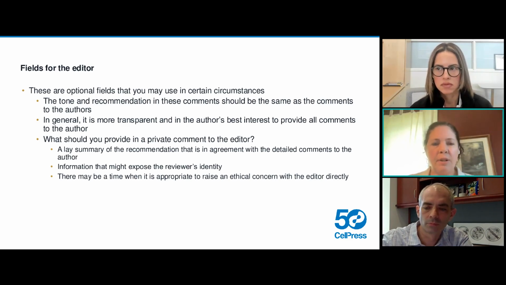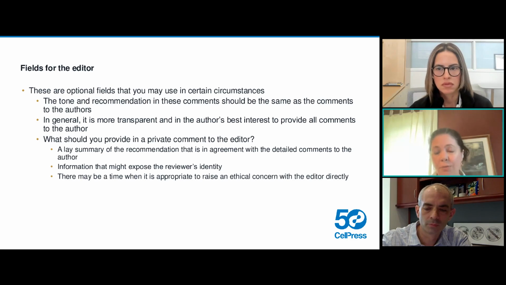It is in general the most transparent and also in the author's best interest to provide all of the comments that you have on a paper to the author. That way everything is clear. The author can deeply understand the basis for the editor's decision, and it's less confusing to the author. But there might be times when you need to use that box.